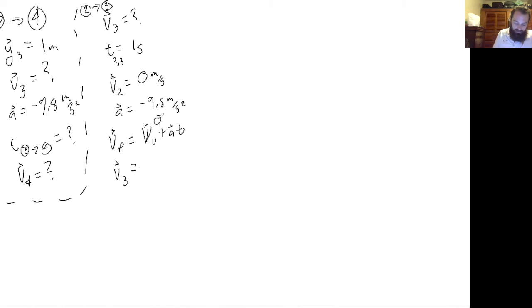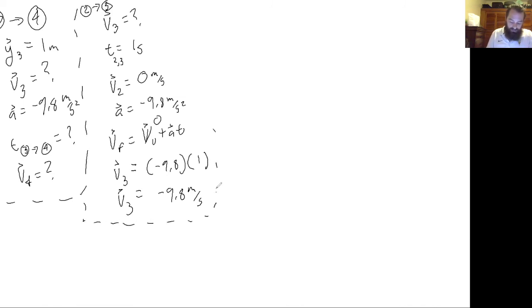And this is 0 because v2 is 0. So we just have negative 9.8 times the time, which was 1 second. And so the velocity at 3 is negative 9.8 meters per second. And again, you could assume that it's going to be negative 9.8 because the initial velocity was 9.8 and everything is symmetric. So this is just to show that that is in fact the case. Okay, so now going back to this 3 to 4, we know v3 equals negative 9.8 meters per second.